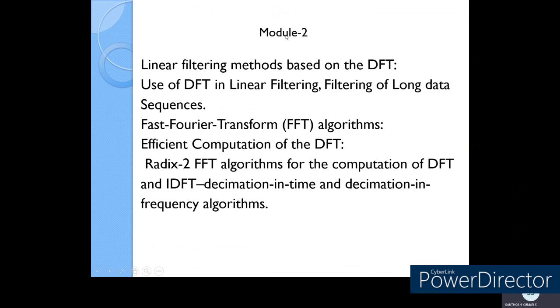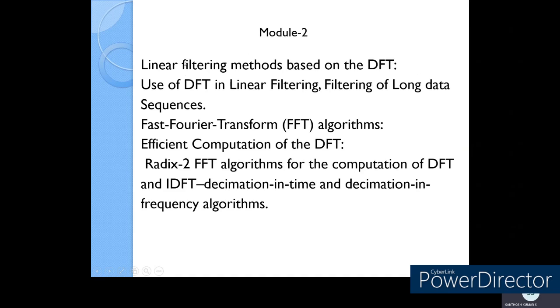If you come to module 2, we are going to continue with a few properties of the DFT. Afterwards, you are going to use the DFT for linear filtering applications. Usually, a filter which satisfies the properties of linearity and time invariance, you are going to call an LTI system. For that, the input will be x of n, and the system impulse response will be h of n. For that, you are going to find the output as a convolution of the input with the impulse response of the system. So that you are going to call linear filtering.